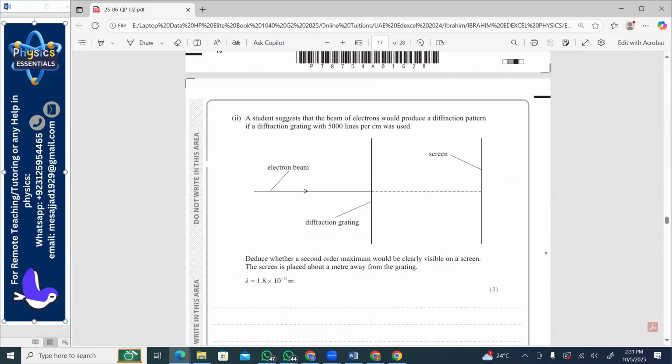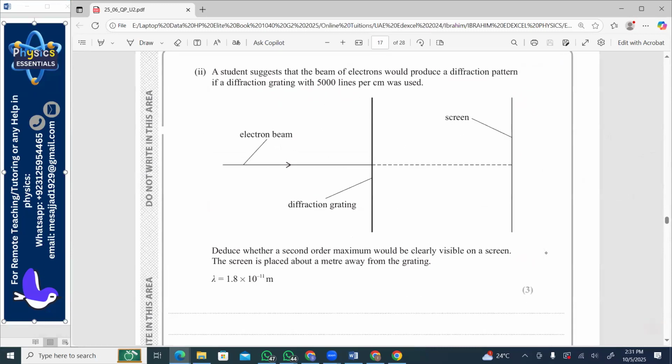Two. A student suggested that the beam of electrons would produce a diffraction pattern if a diffraction grating with 5,000 lines per centimeter was used. Okay. So this is the diffraction grating, and this is the electron beam coming. Deduce whether the second order maximum would be clearly visible on a screen. The screen is placed about a meter away from the diffraction grating.